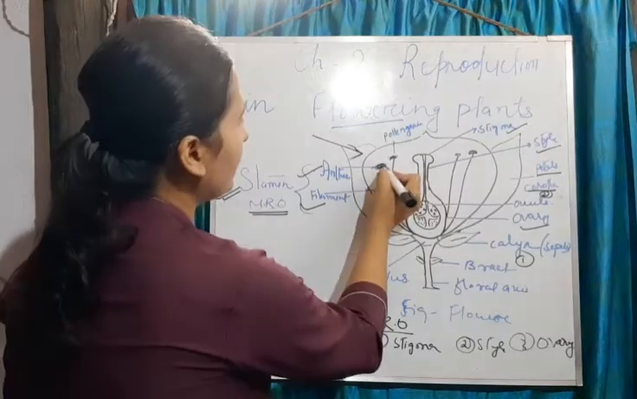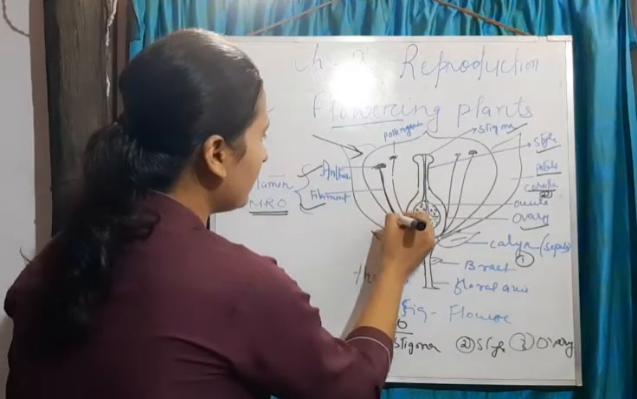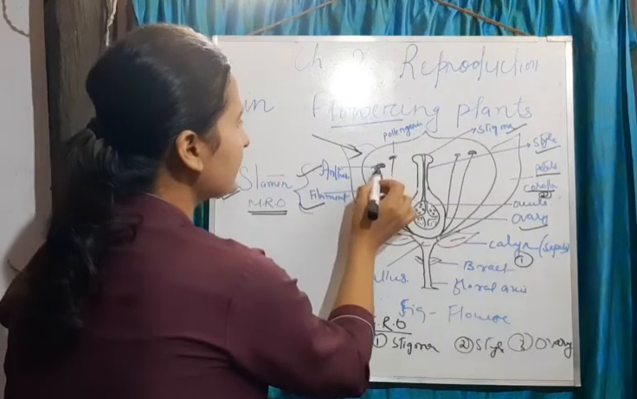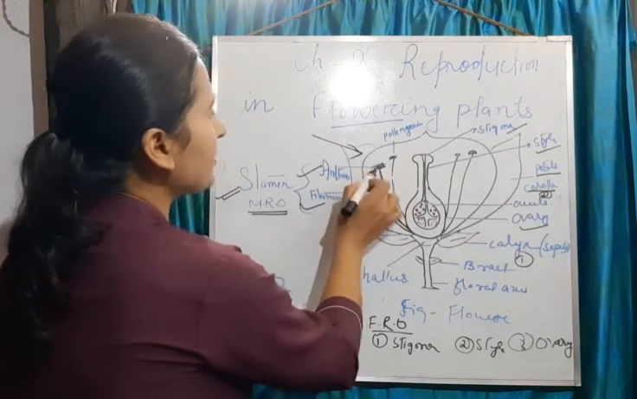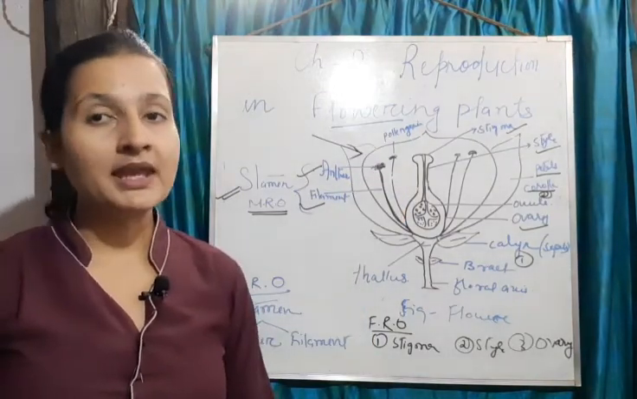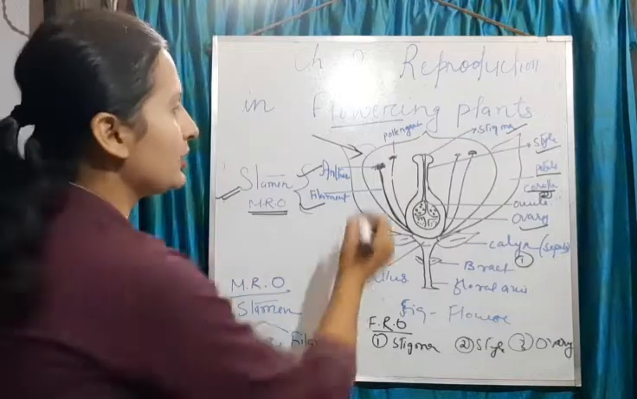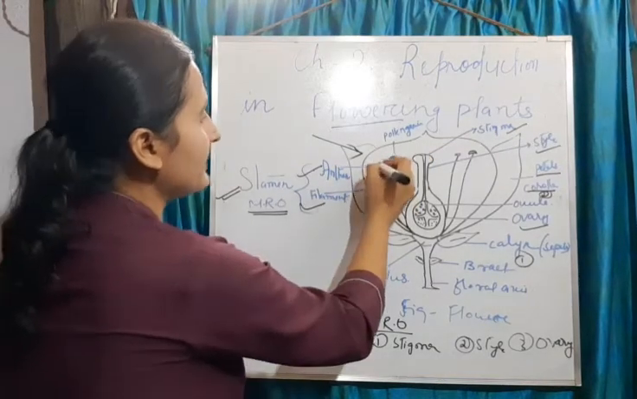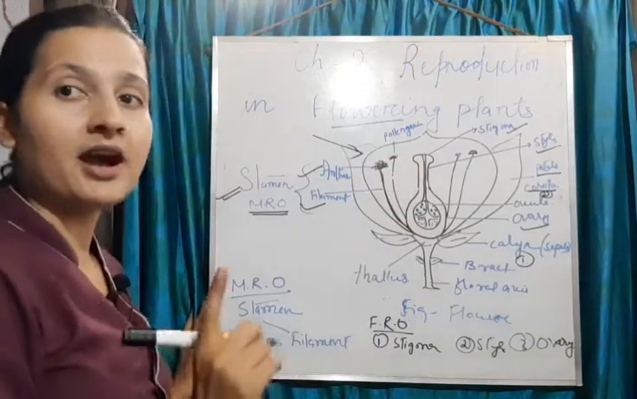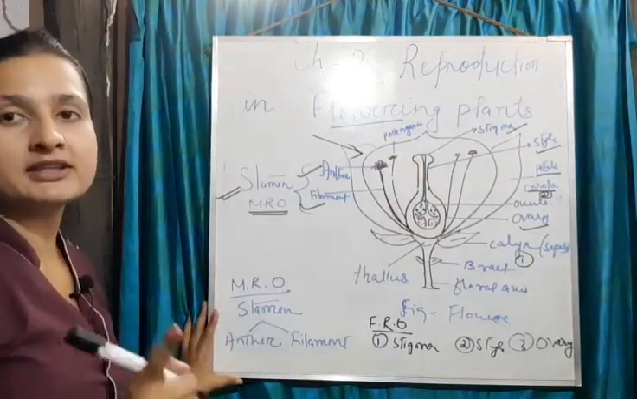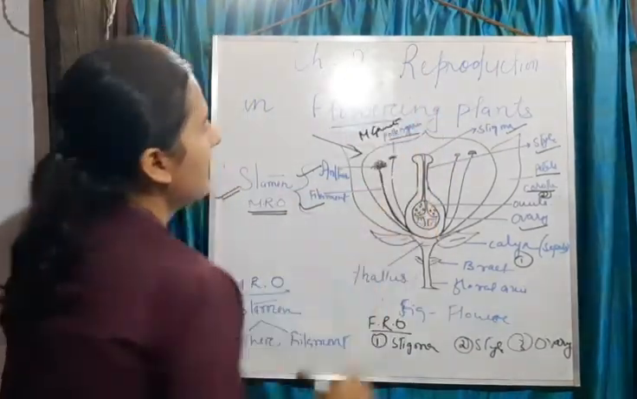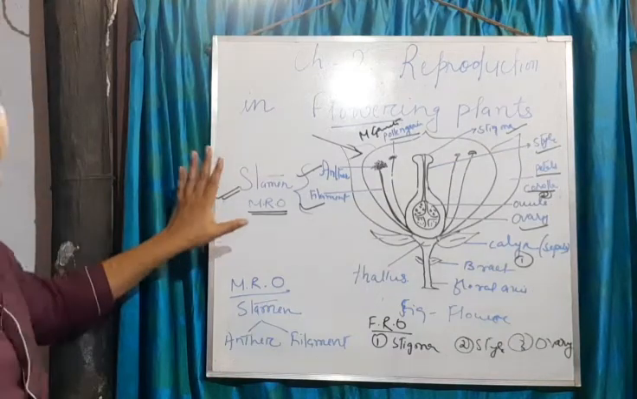So this is your anther and this is your filament. What does this filament do? It holds the anther. Now what is the function of the anther? The anther produces pollen grains, which are the male gametes of a flower. So they produce pollen grains. As you can see, there are some sticky spore-like structures on the flower, right? They are pollen grains and they take part in reproduction, and they are your male gametes. So this is your male reproductive organ.